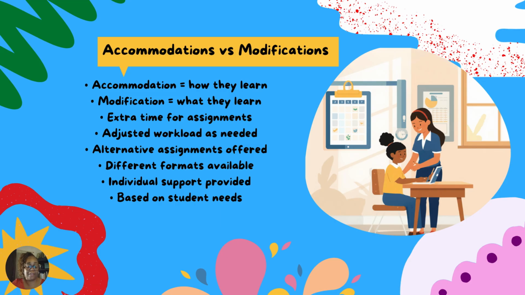Accommodations versus modifications. Depending on the student's needs, a range of adaptations may be necessary. Some students may need small changes, while others may need more support. The goal is to make sure the student can access the learning. The accommodation is how they learn, and the modification is what they learn.